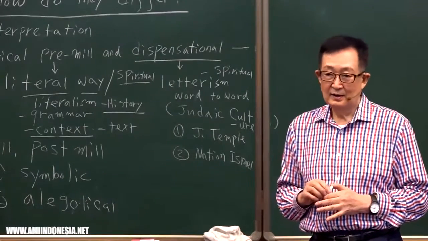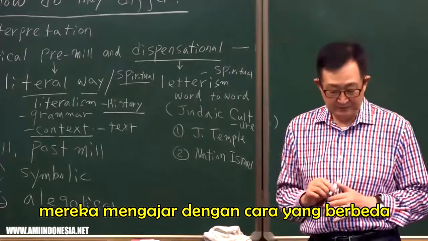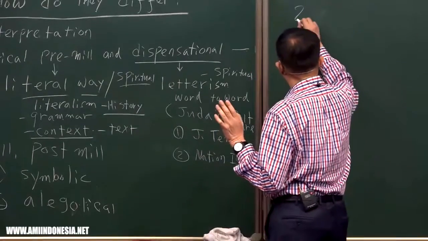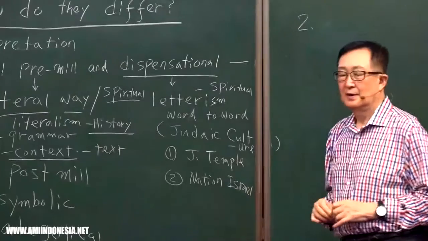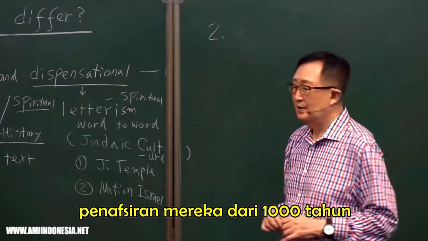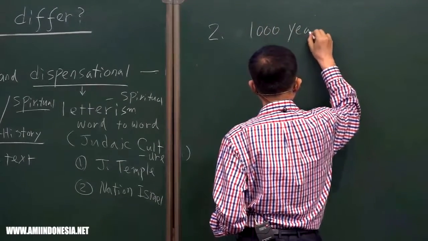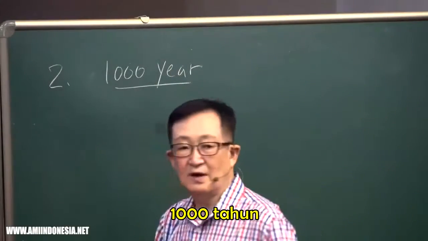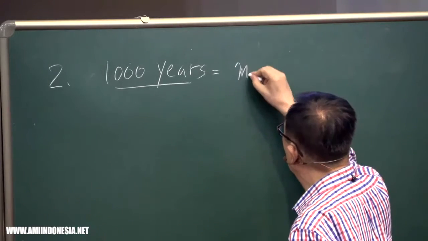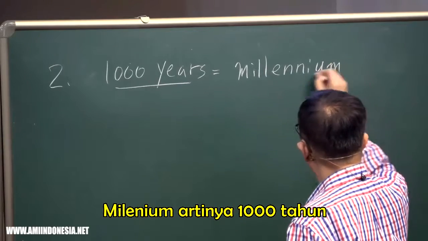That's why they teach in different ways. Number two: their interpretation of the 1,000 years is different. This is the millennium. Millennium means 1,000 years.